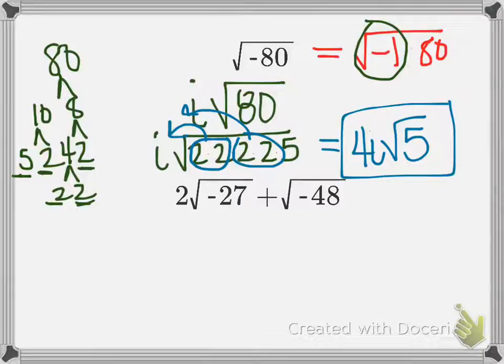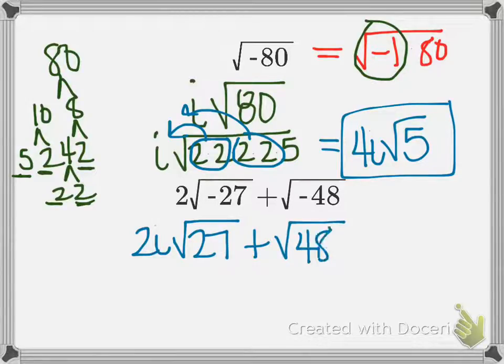We can do multiple negative square roots at one time and actually perform operations with them. In this example, I've got 2 negative square roots, so I'm going to go ahead right away and rewrite the whole expression, pulling out that i, which then makes my square roots positive. Oops, forgot my little i here. Okay, so now I'm going to do the same thing I did before. I'm going to do trees for 27 and 48.